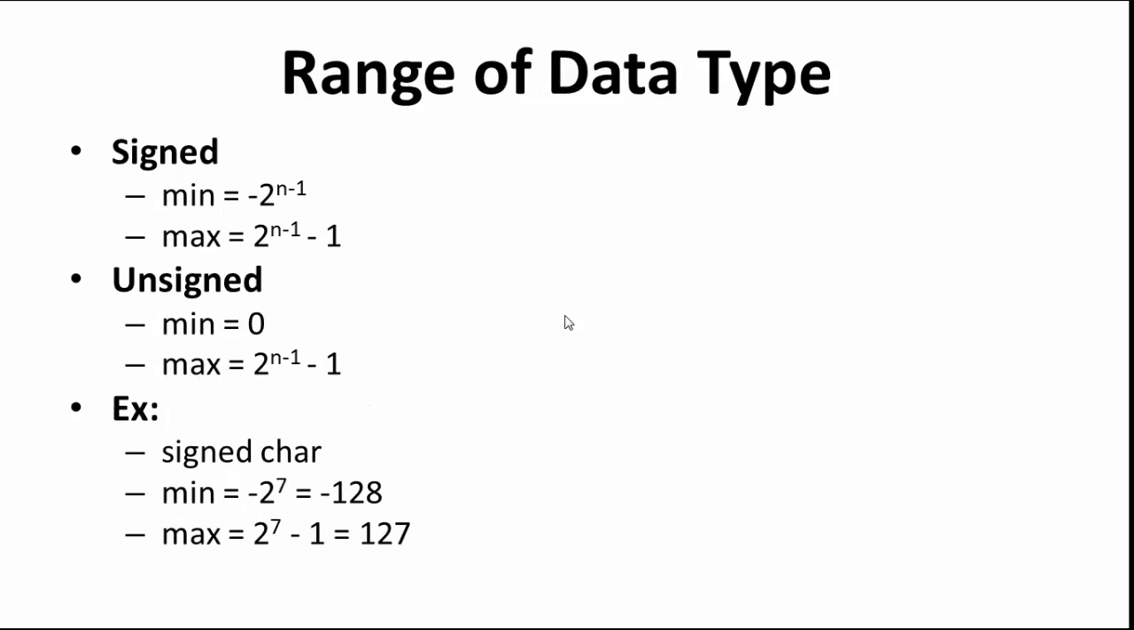Range of data types. Range means the minimum and maximum value that a variable of a particular data type can have. We can find range of any data type by some formulas. For example, for signed variables, we can find its minimum value by the formula minus 2 to the power n minus 1, and maximum value can be obtained by the formula 2 to the power n minus 1 minus 1. For any unsigned variables, the minimum value is 0 and the maximum value is obtained by 2 to the power n minus 1 minus 1.